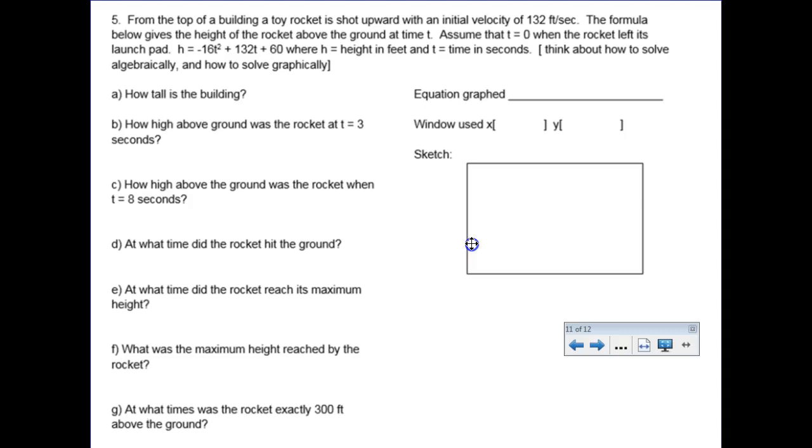So, from the top of a building, a toy rocket is shot upward with an initial velocity of 132 feet per second. The formula gives the height of the rocket above the ground at time t. Okay, very cool. At t equals 0, that's when the rocket left the launch pad. Then they give you a formula.